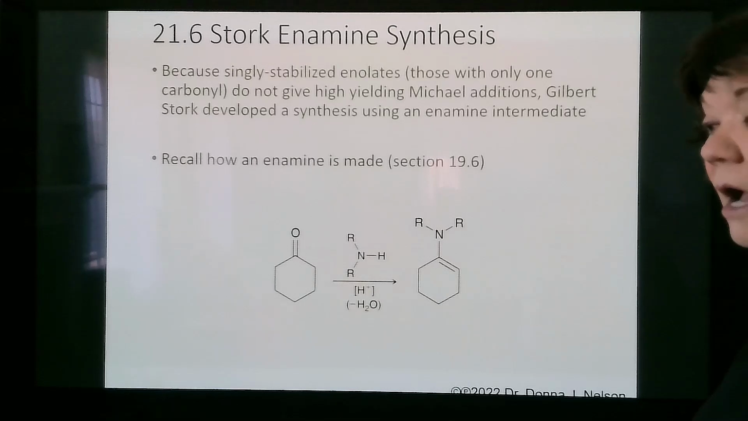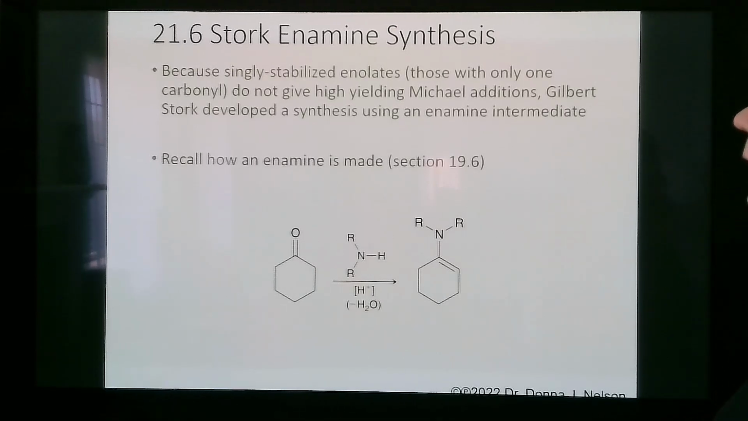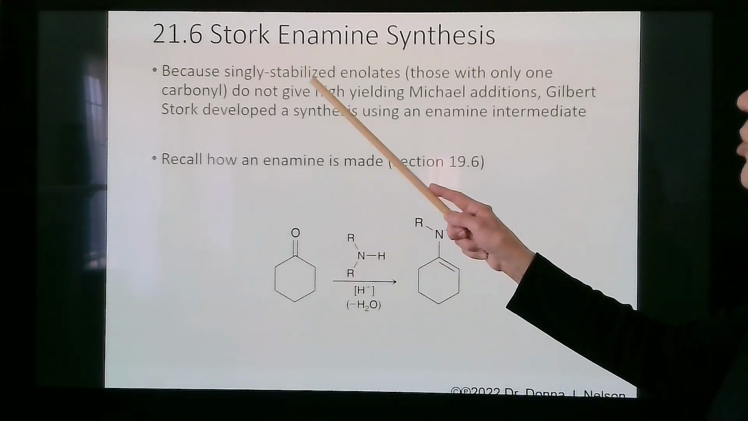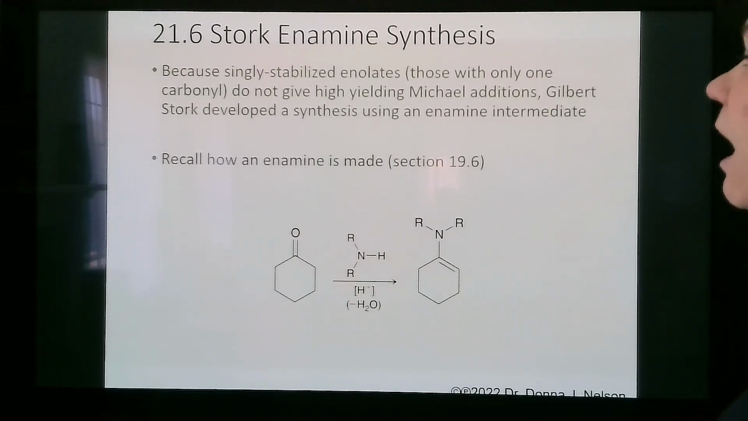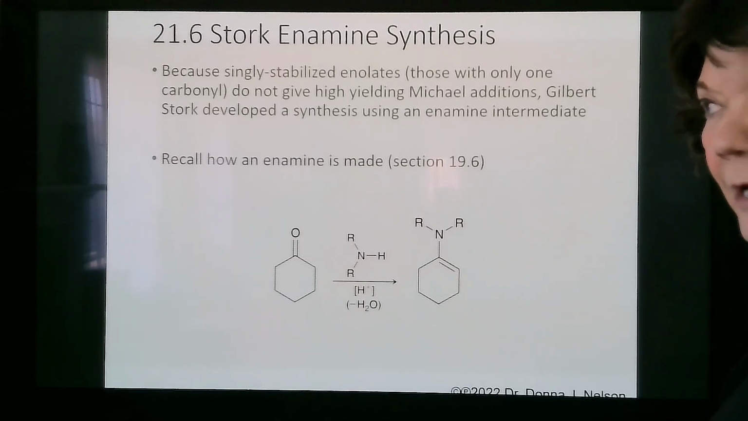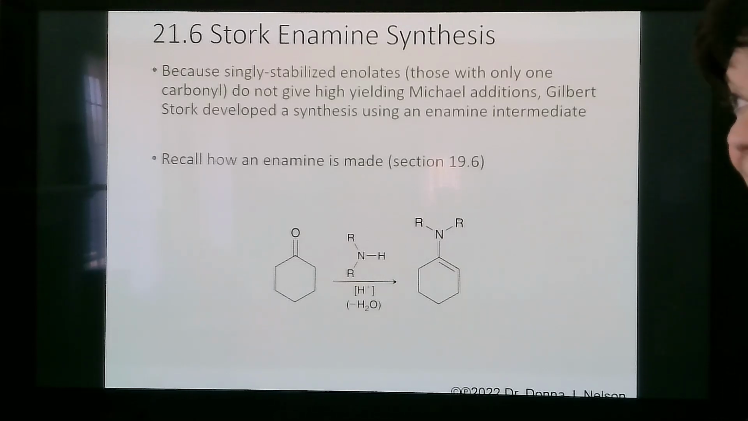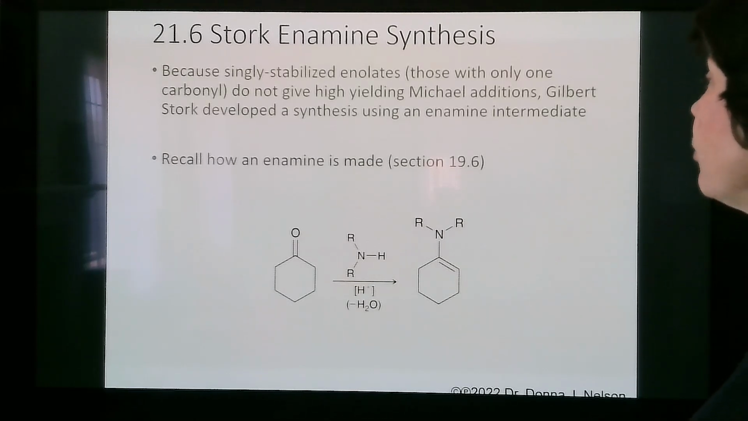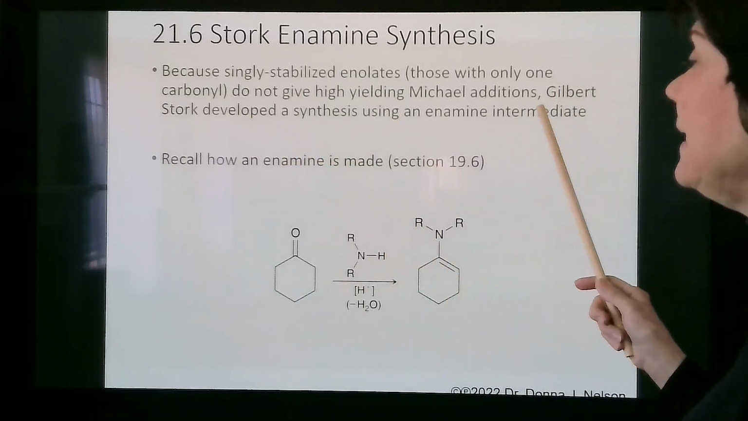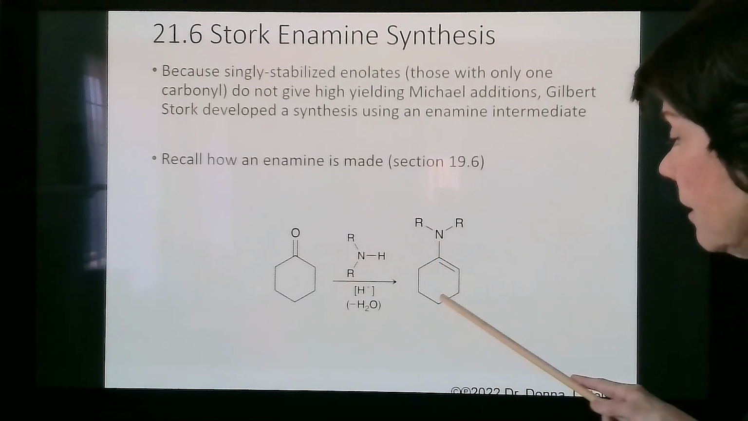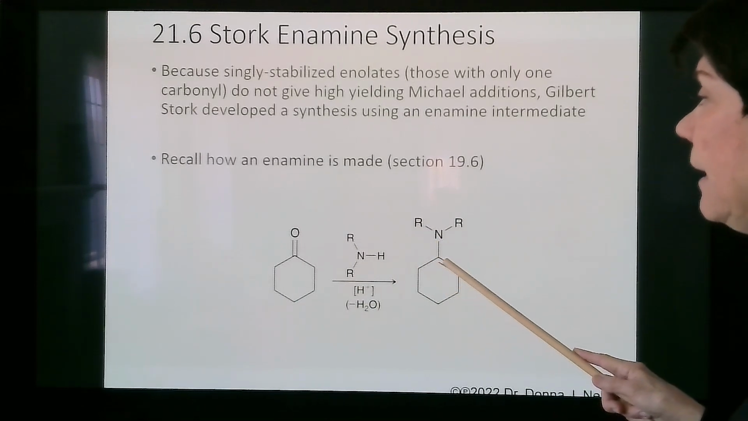Now, on to the Stork enamine synthesis. Because singly stabilized enolates, in other words, those with only one carbonyl, don't give high-yielding Michael additions. That's the attack at the 4 position of the alpha-beta unsaturated carbonyl. Gilbert Stork developed a synthesis using an enamine intermediate. Here you have the enamine intermediate.